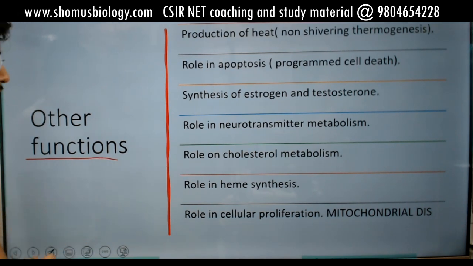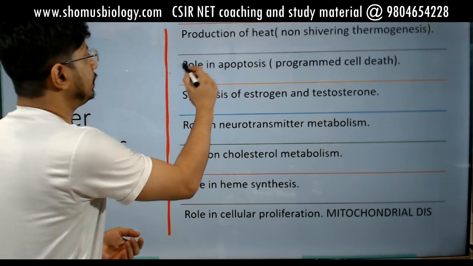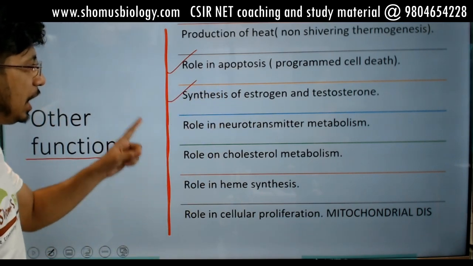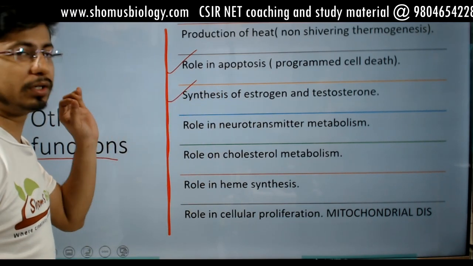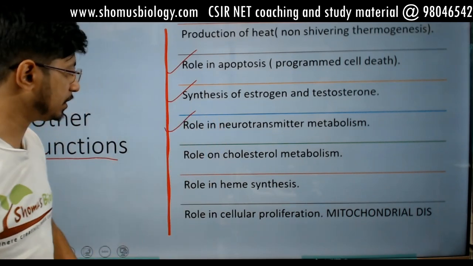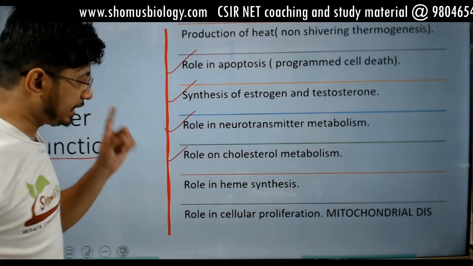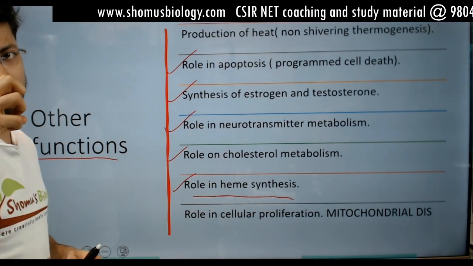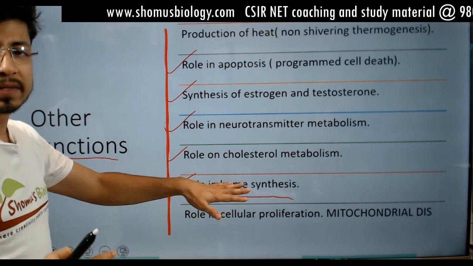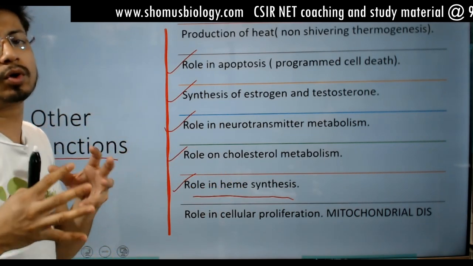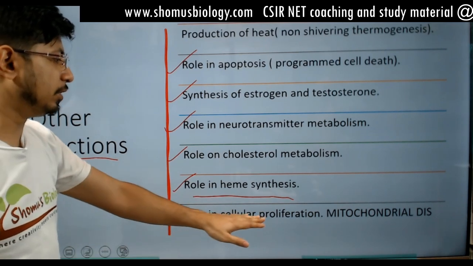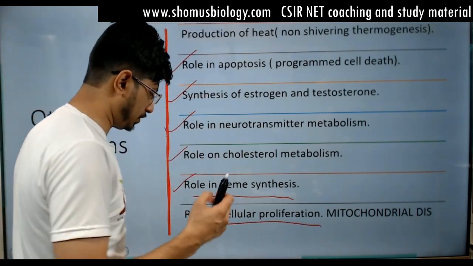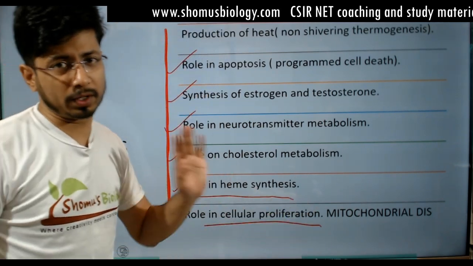Quite intriguing. The intrinsic pathway of apoptosis is actually regulated here. Synthesis of estrogen and testosterone also takes place inside the mitochondria. Mitochondria have a role in neurotransmitter metabolism, in cholesterol metabolism, and in heme synthesis. The heme structure, the iron core, helps to produce the core of hemoglobin. They also have a role in cellular proliferation, and mitochondria-mediated apoptosis we have already talked about.